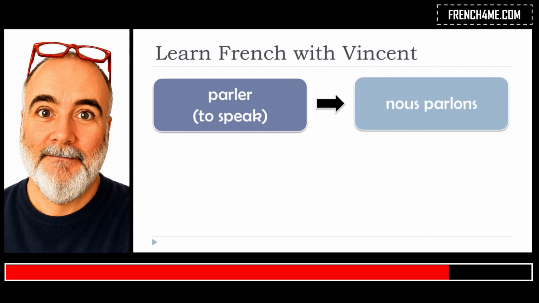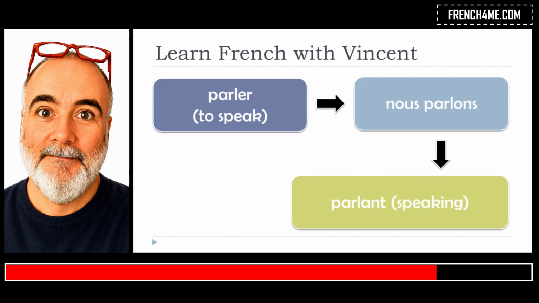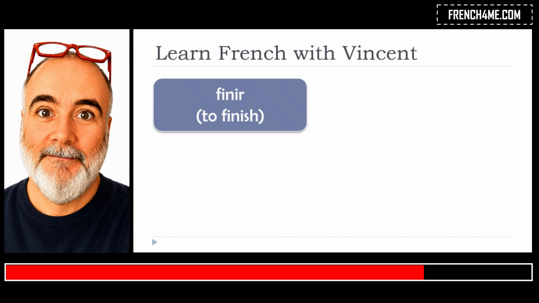To speak, parler. Nous parlons. So this is the present form. Remember, we'll have to remove this ONS to get the stem. And after that, we'll just put ANT after the stem. Parlant. And in English, it would be speaking.